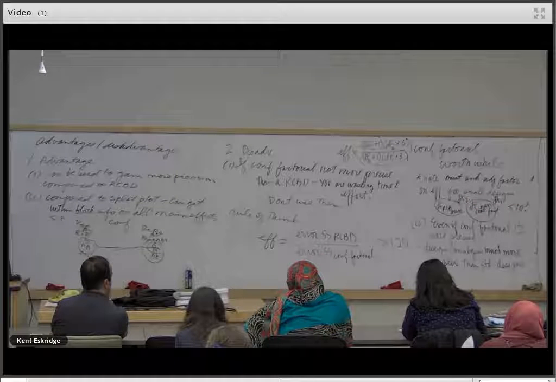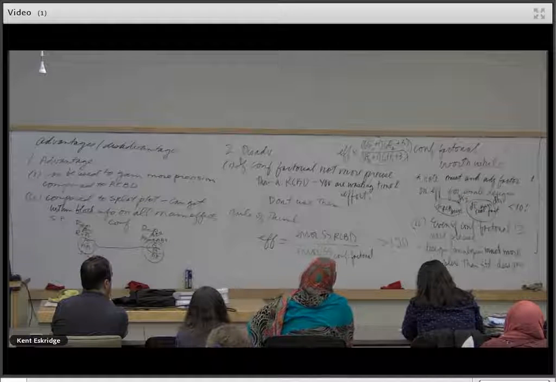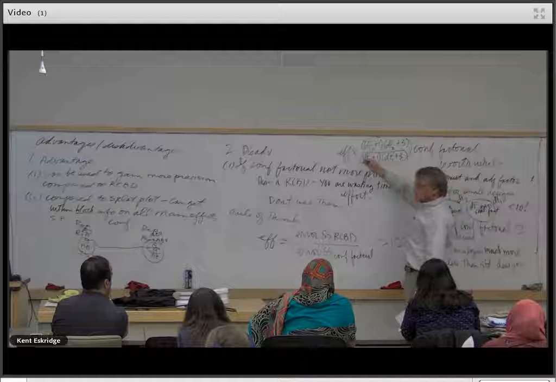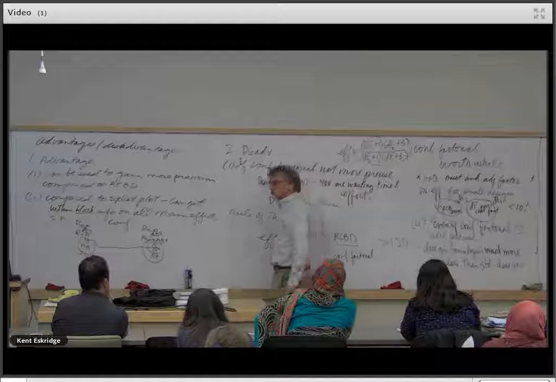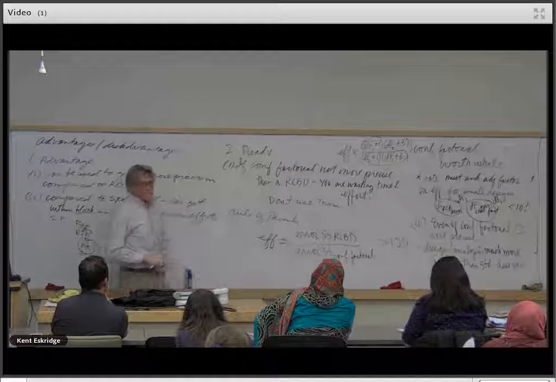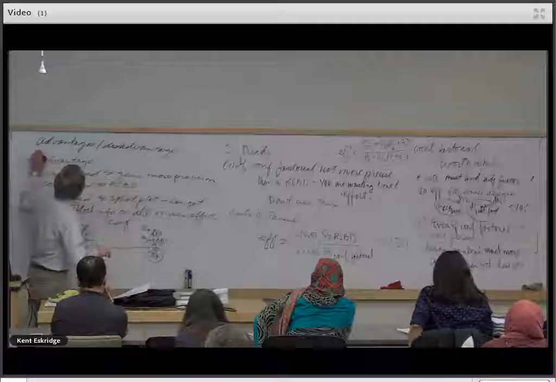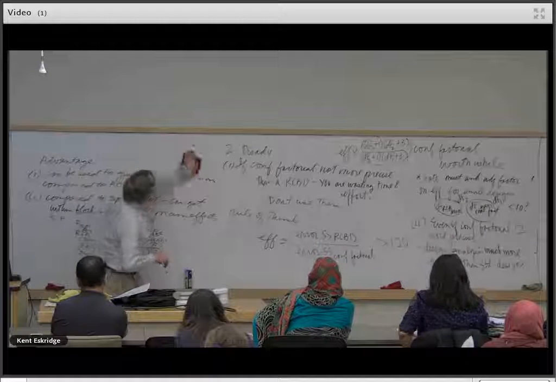I'll talk more about this when we get to incomplete blocks. But you just have to multiply it by it. If degrees of freedom are small, then this thing is not necessarily close to 1. If that's close to 1, who cares? Right? So it's kind of a detail. Okay, other questions?